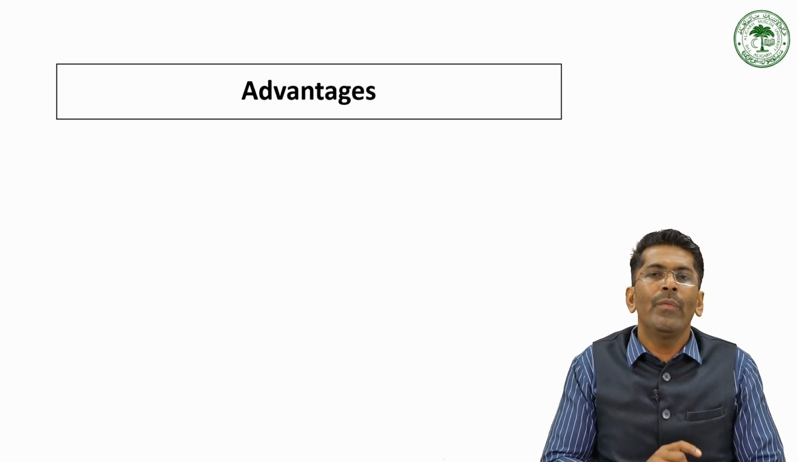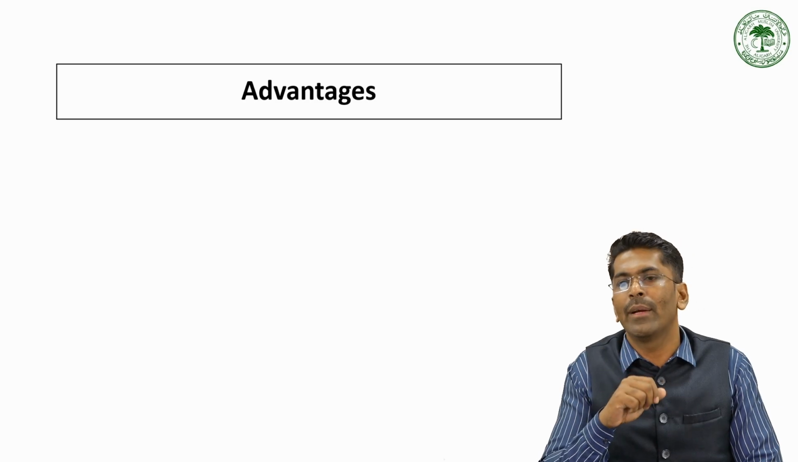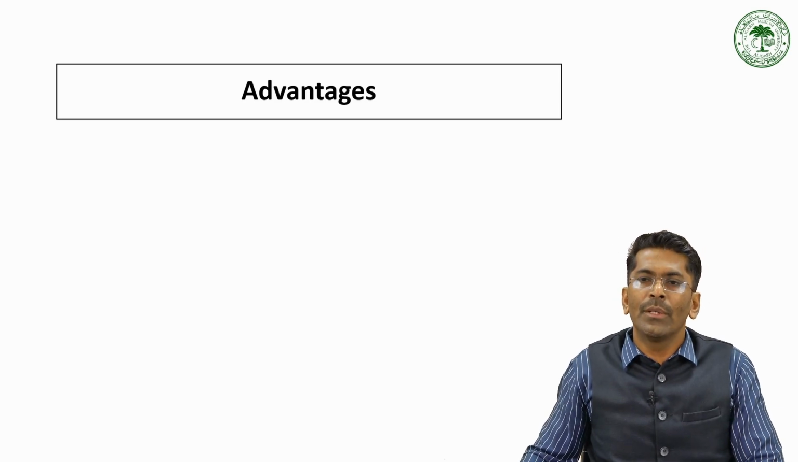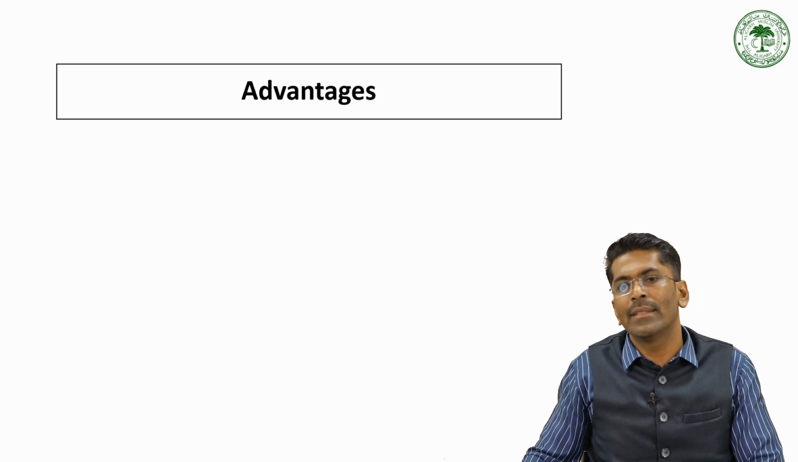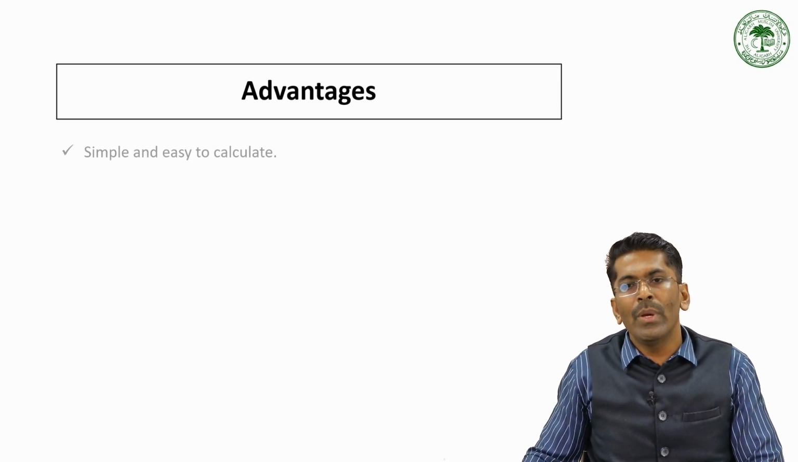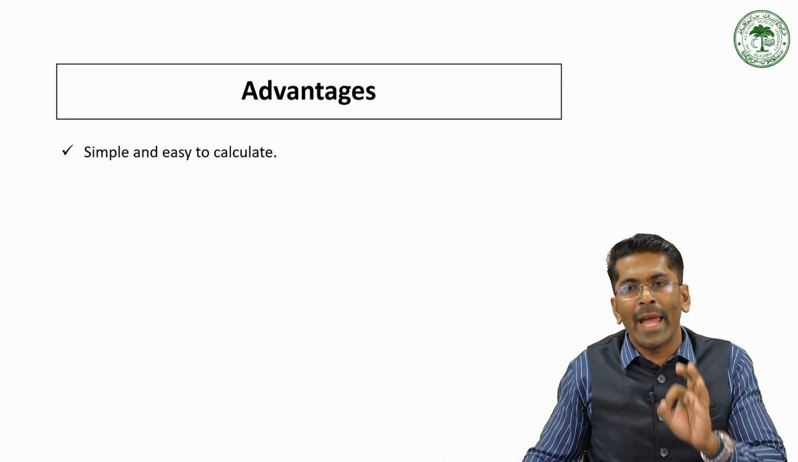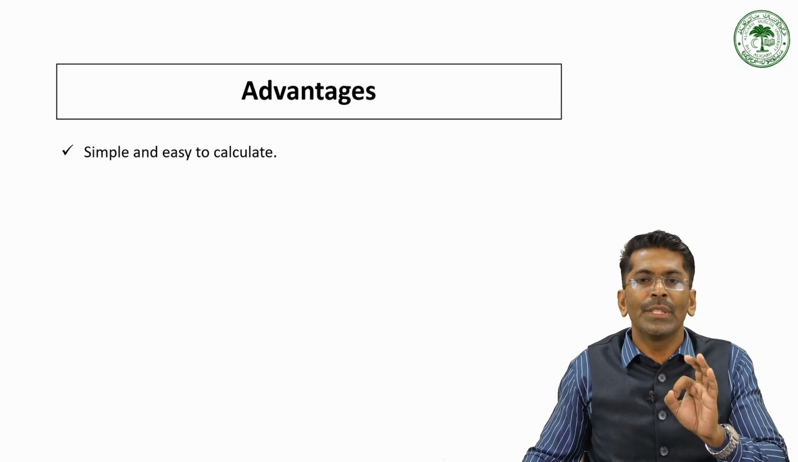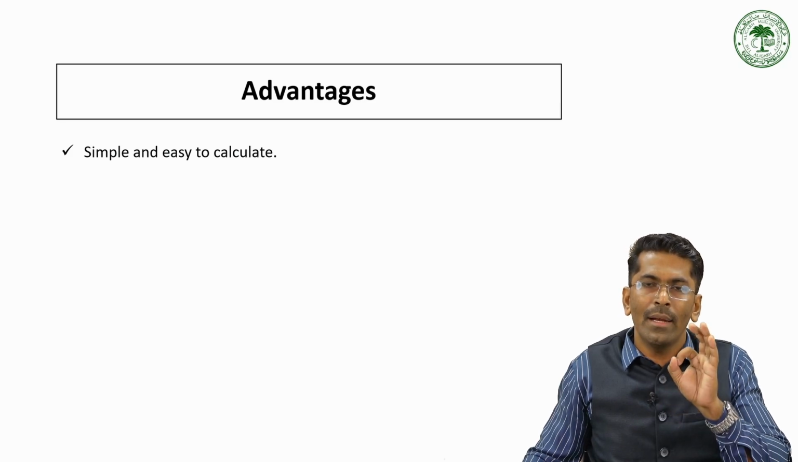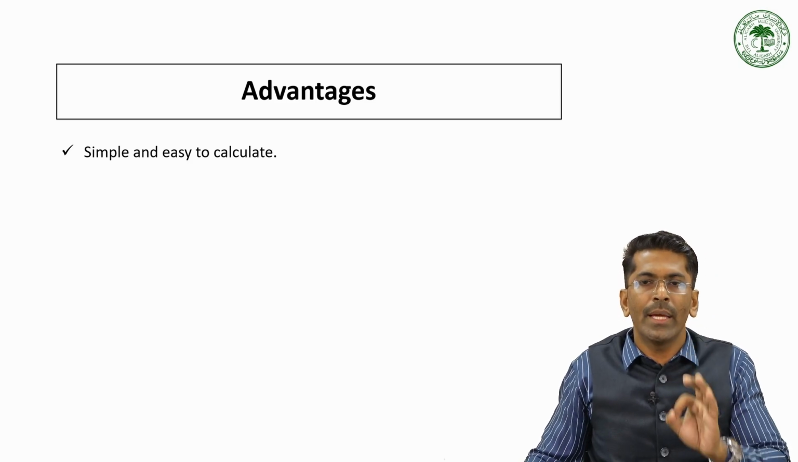Okay. Now we are going to enumerate the various advantages of the Spearman rank correlation. The Spearman rank correlation coefficient offers several advantages and makes it widely applicable in research as well as data analysis, because it is simple and easy to calculate. It requires only the rank of the data rather than their actual value, which makes it particularly suitable when precise measurements are unavailable. That means when the actual numerical value is not available, in that particular case, you can use the Spearman rank correlation.